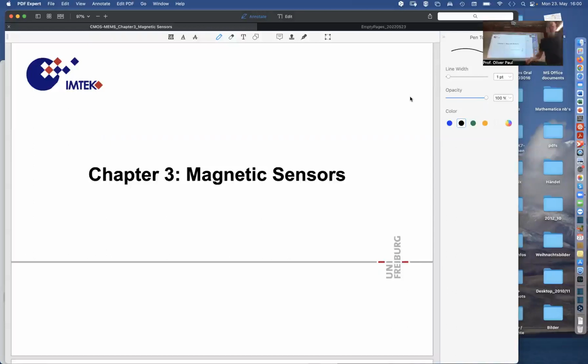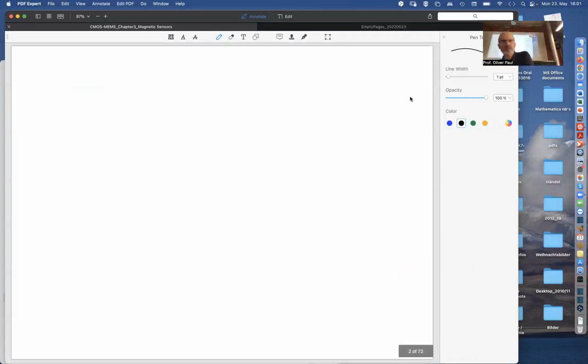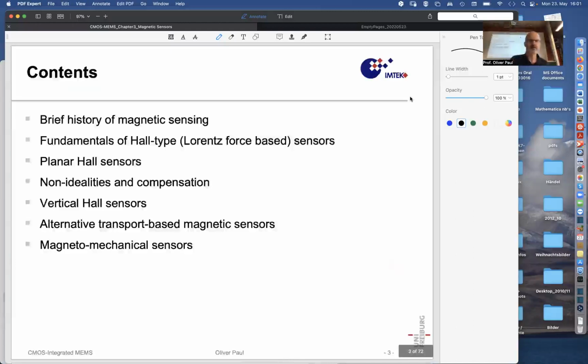This is the chapter on magnetic sensors, so we'll start today. It's an interesting chapter, and it goes right to the core of semiconductors and CMOS, and therefore it deserves to be in this course. So let us look at those magnetic sensors.